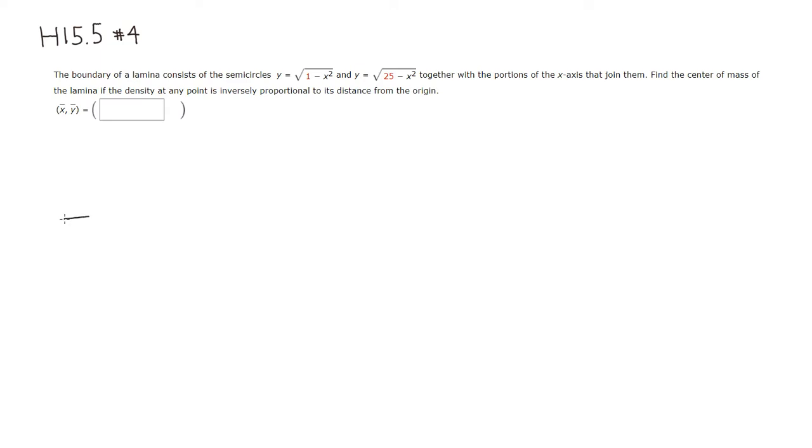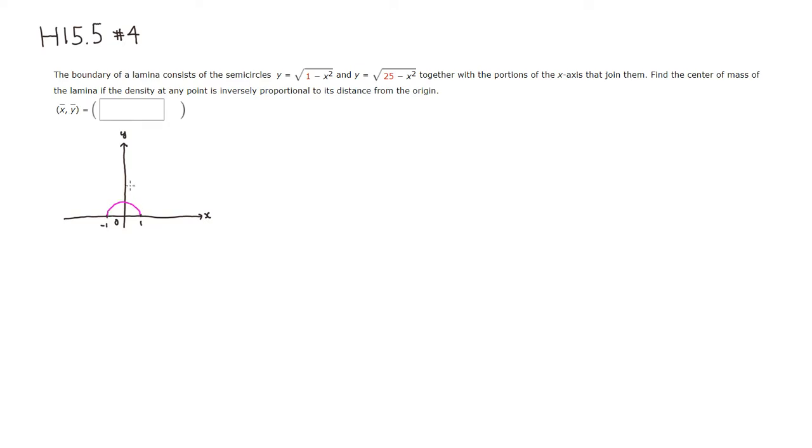Here is the x-axis, and here is the y-axis. We have two semicircles. The first one has radius 1, so it's going to go through 1 here and -1 here. So the semicircle would look like this.